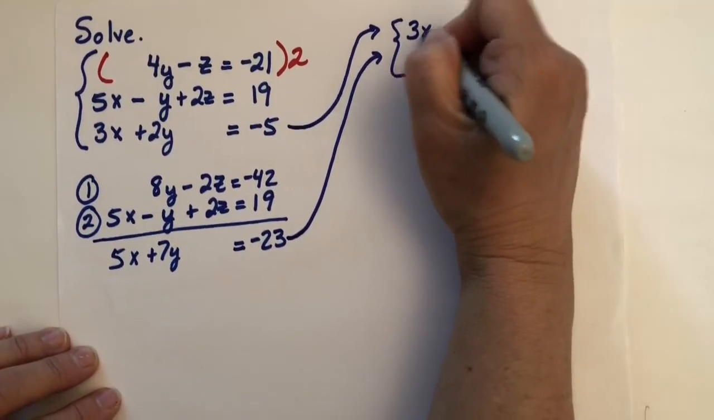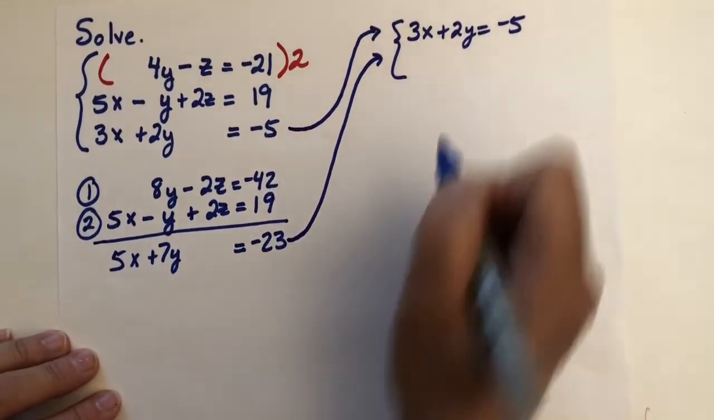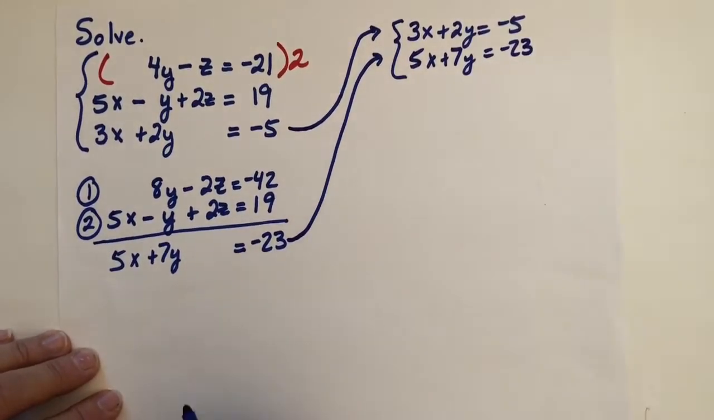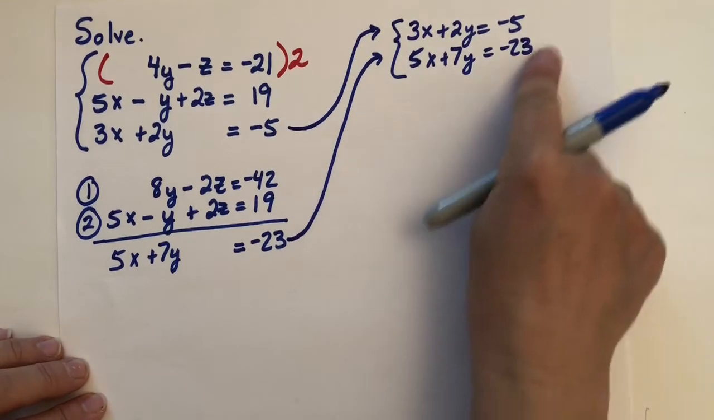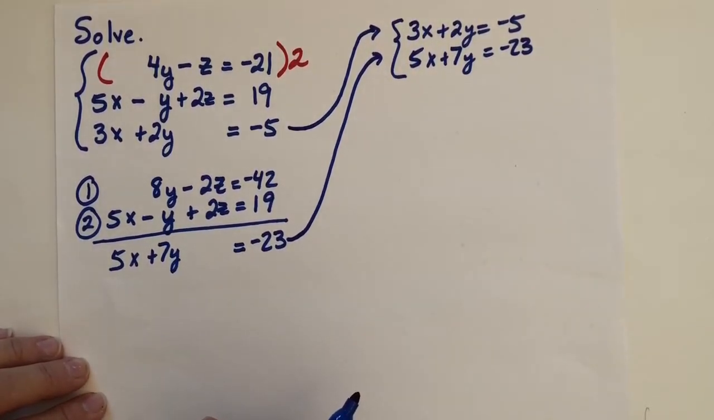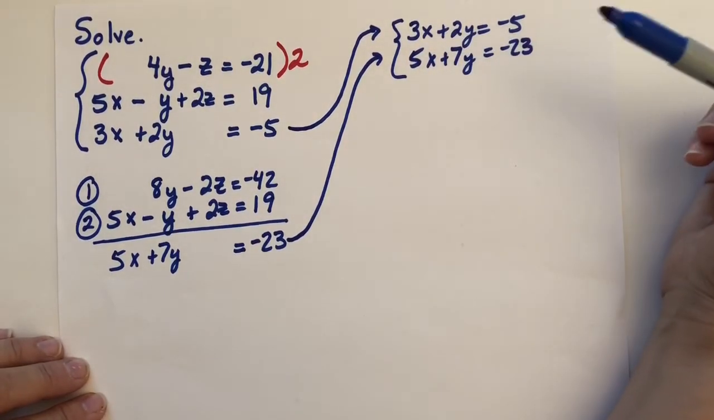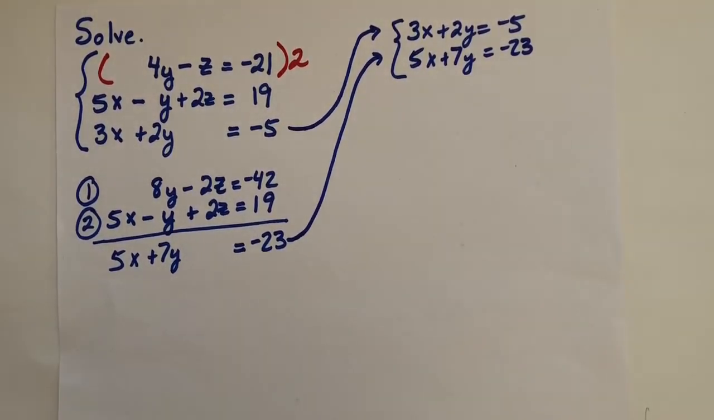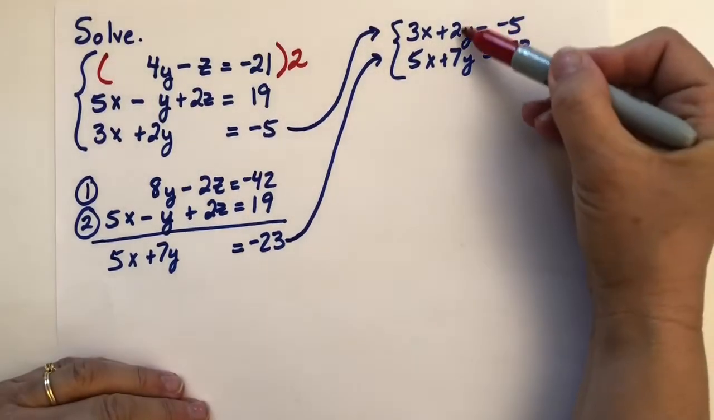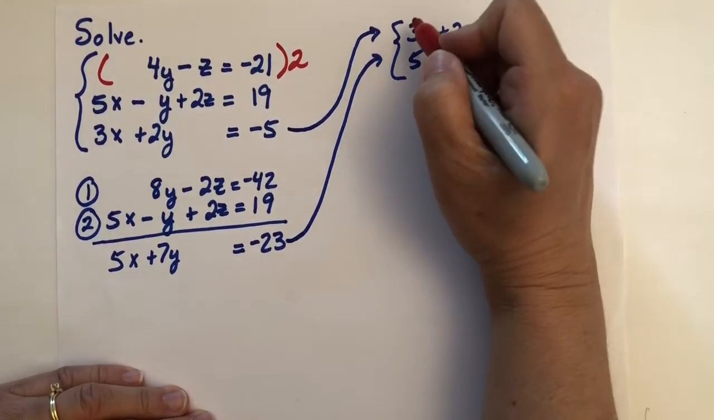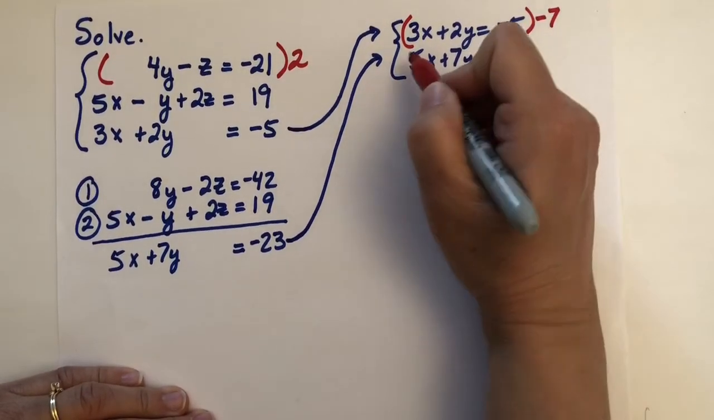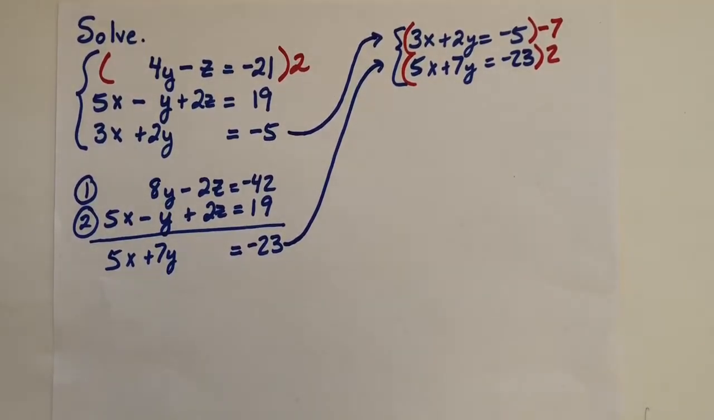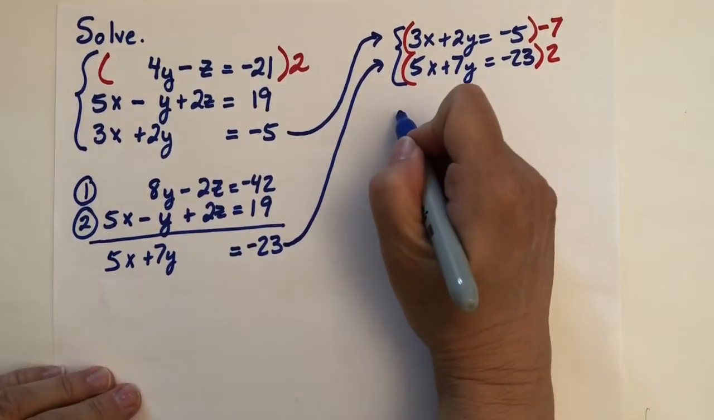So we have 3x plus 2y equals -5, and 5x plus 7y equals -23. And we need to solve this 2 by 2 system. Remember, you can choose to eliminate x's or y's. The decision is yours when you're doing the problem. I'm going to just choose to eliminate the y's. I'm going to need to make sure I multiply one of them by a negative number because they are the same sign and I want them to be opposite signs. So I'm going to multiply this one by -7 and this one by +2.